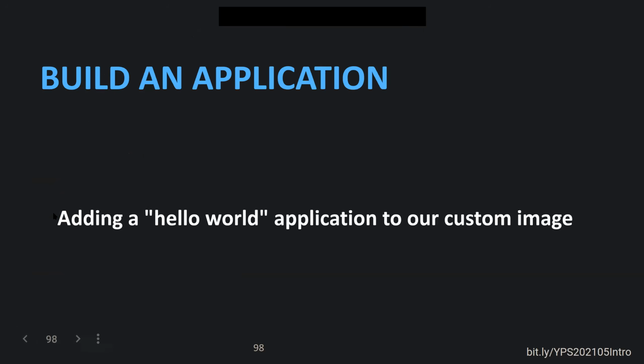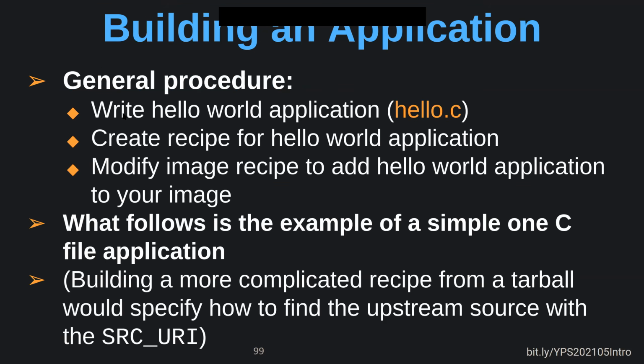All right. So now we're going to talk about building applications here. We're going to add this hello world application to your image. And the general way you do this is to create your hello.c, create the recipe that includes the paths of how to build it, modify the image recipe to add your hello. Now we're going to talk about how we normally use a single C application.